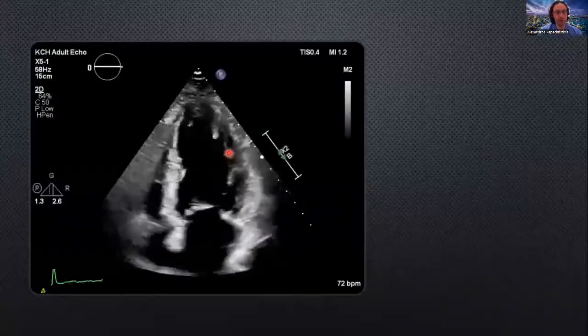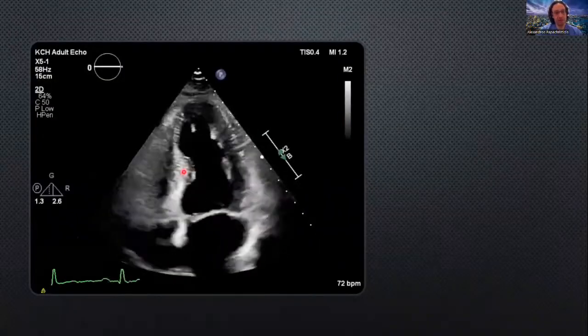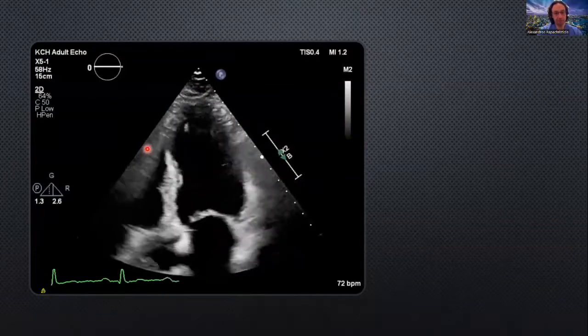Another patient with anterior STEMI, and from here you can appreciate a large akinetic area.